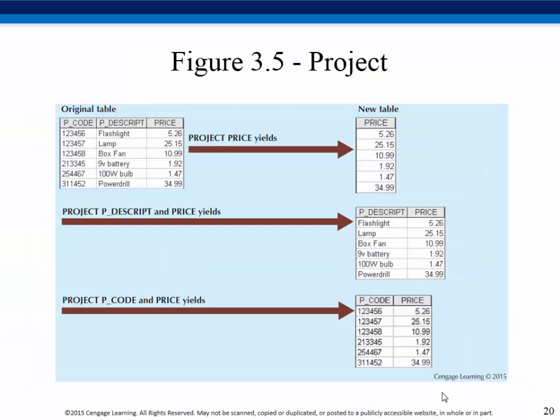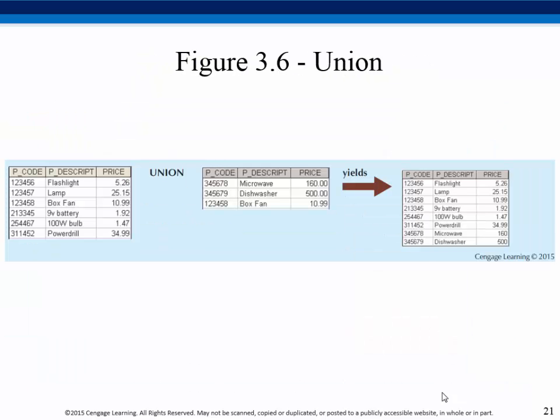So if we look at a union, you have two different tables that have product codes, product descriptions, and price. Okay, and then if you do a union on them, it will yield a table that contains all of the information from both. But if you will notice, box fan is listed in the first table and the second table, so it's not shown twice, it's only shown once. So the second table only added microwave and dishwasher.